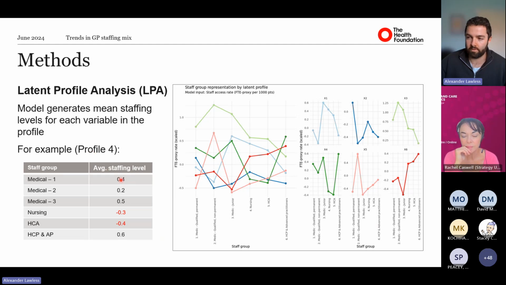say that profile 4 has above average staffing levels in each of our 3 medical groups, below average staffing rates in our nursing and healthcare assistant group, and above average healthcare professional and advanced practitioner staffing levels compared to other practices in our sample. So the relative levels of staffing are the things that define our models in this sense.